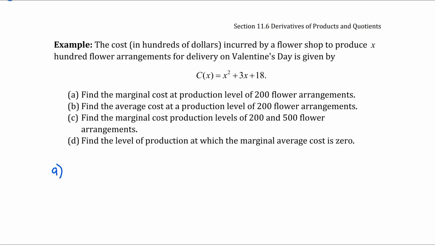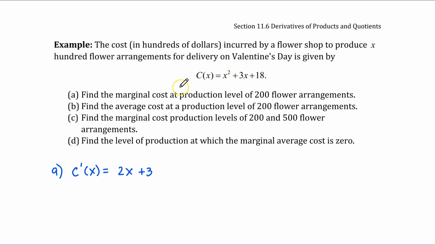So when you say marginal cost, that means the derivative of the cost function. So the marginal cost can be computed using C prime of x. So C prime of x is just the derivative of this expression here. That is equal to 2x plus 3. So just differentiate each term.